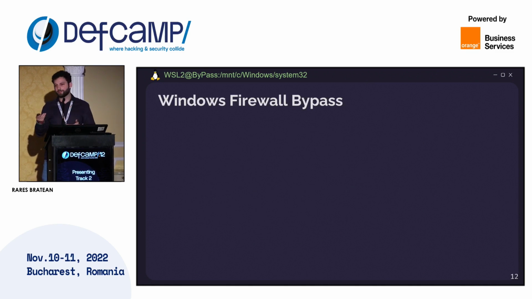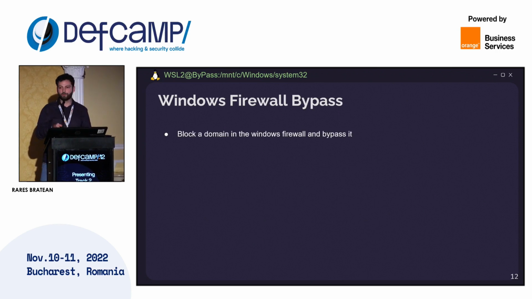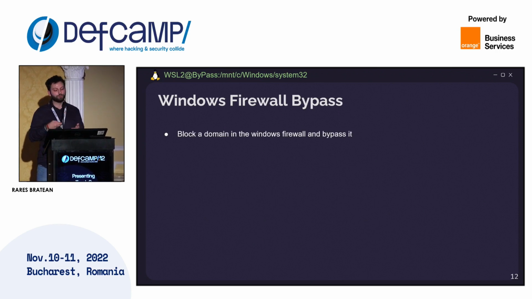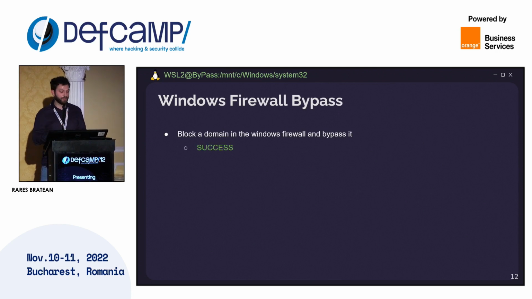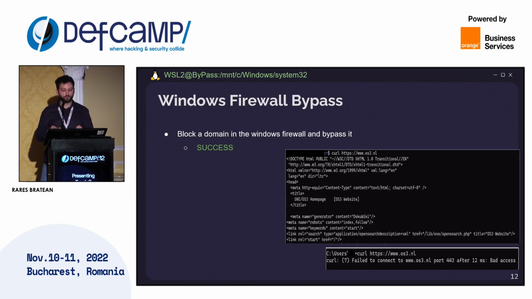And here, as the title says, we tried to block an IP domain in the Windows Firewall and then tried with WSL2 to bypass it. And guess what? It was a success. And you can see here, we tried to access a domain that was blocked in the firewall. And then we tried to do the same with the curl command inside WSL2. And it actually went through on WSL, and the same curl command in CMD was blocked.